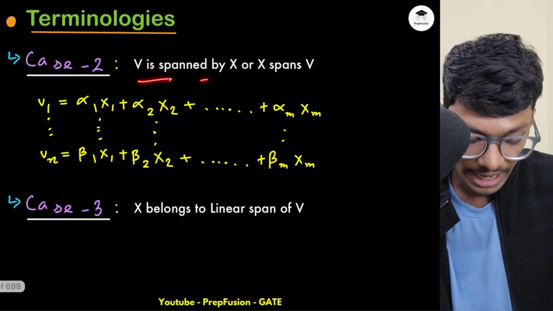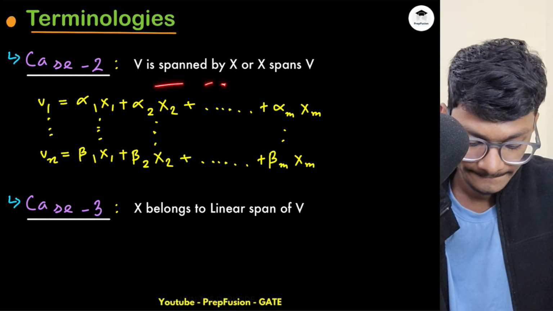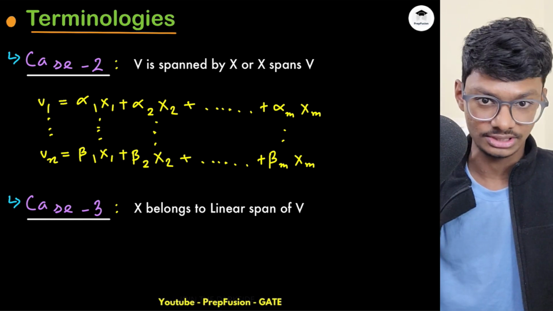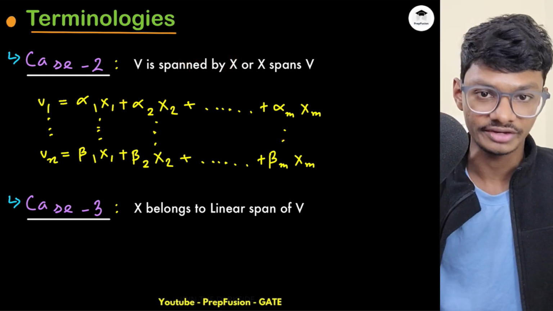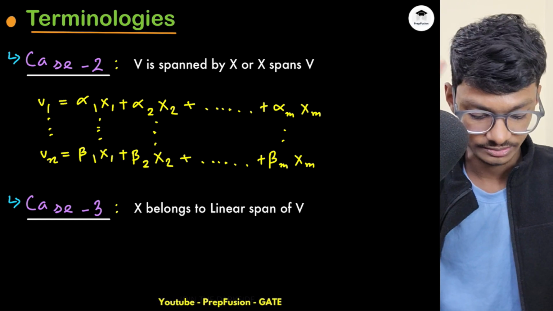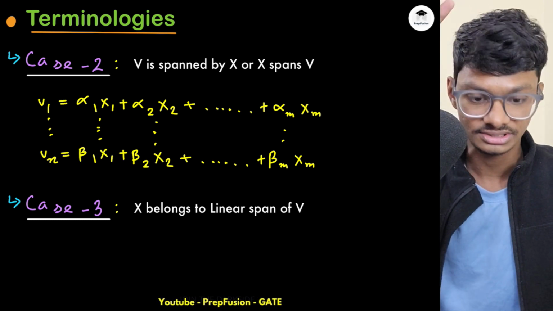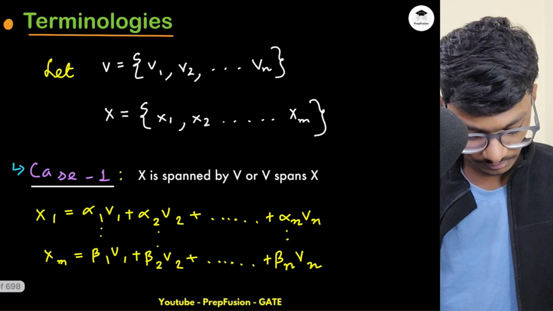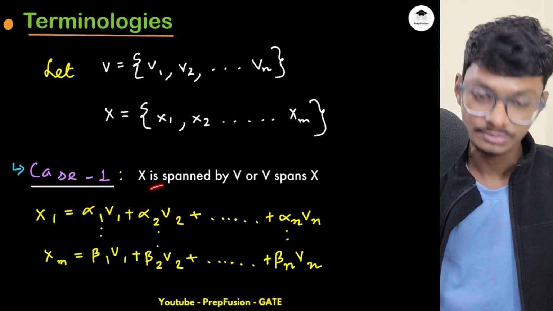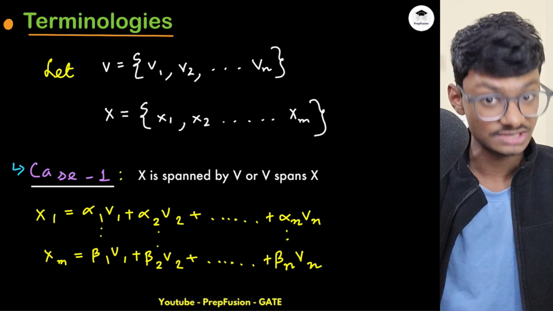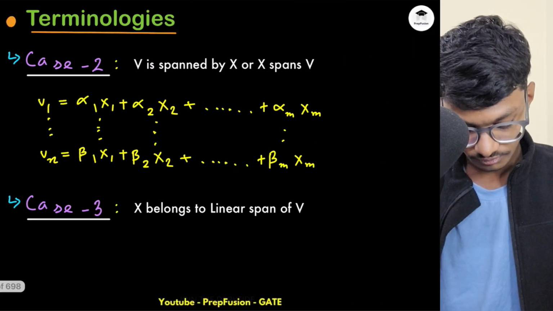Next is V is spanned by X, or X spans V. Now V is spanned by X, so I am spanning throughout X, writing all the linear combinations of X, and then I'm writing it in terms of V. That is what this means. Or X spans V: if X is spanning V, I'm writing all the linear combinations of X and writing in terms of V. Good. Here V spans X, so I'm writing all the linear combinations of V and writing in terms of X. X is spanned by V: I'm spanning X again and writing in terms of a linear combination of V. So I have got this point.